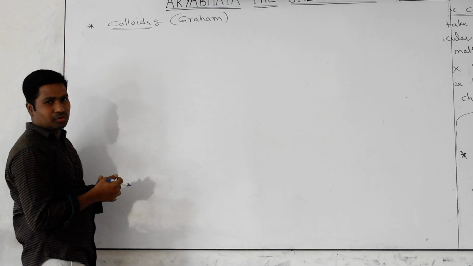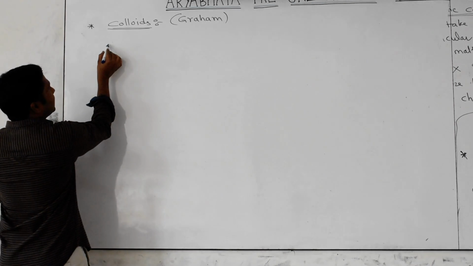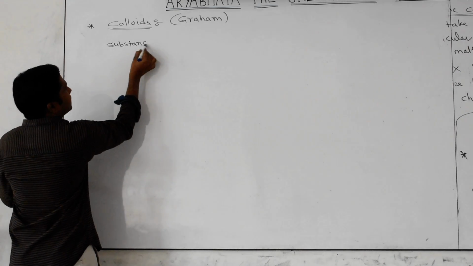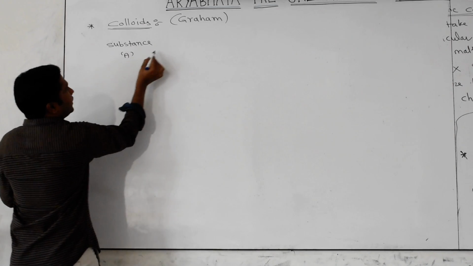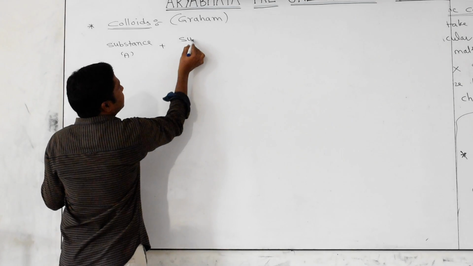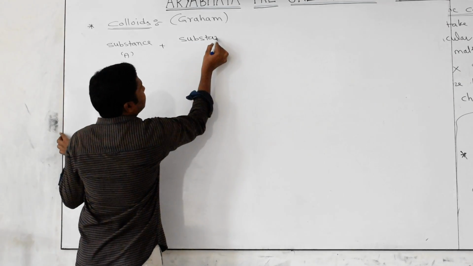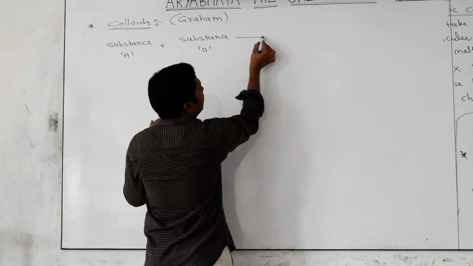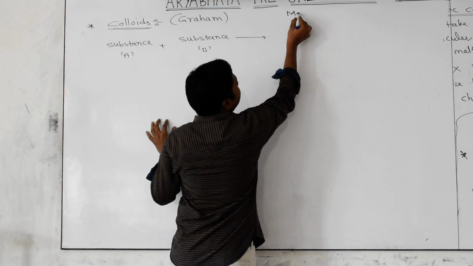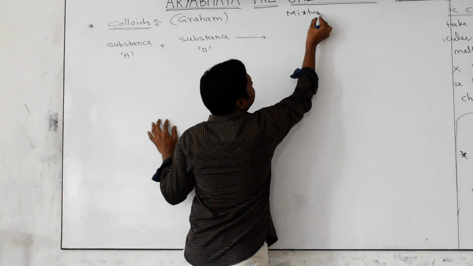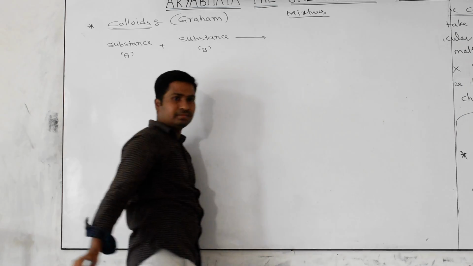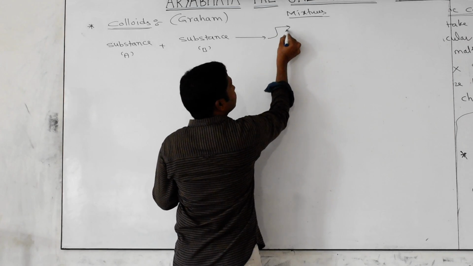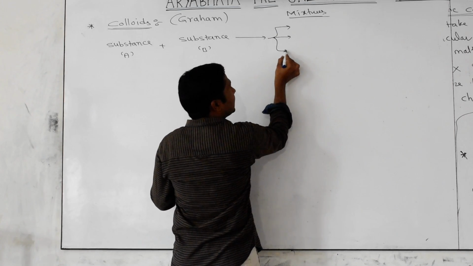What is this colloid concept? For example, I am taking a substance A. Observe very carefully now. Substance A is mixed with another substance B. If you are mixing two components, then what are we getting? Mixtures, whether homogeneous or heterogeneous, let it be. Those mixtures will be of three types. How, I will explain.